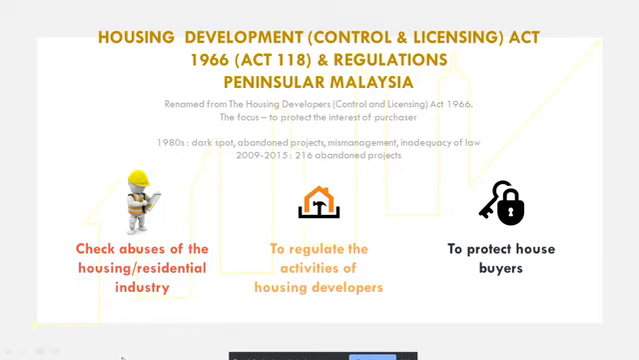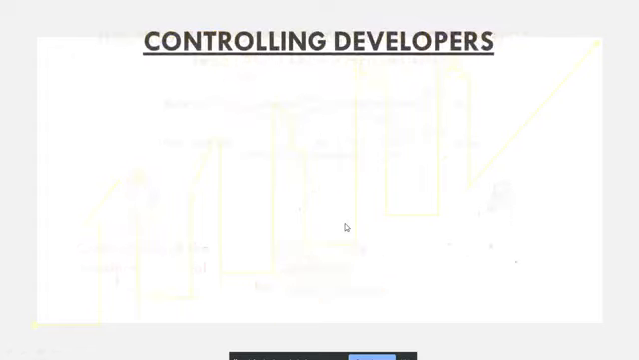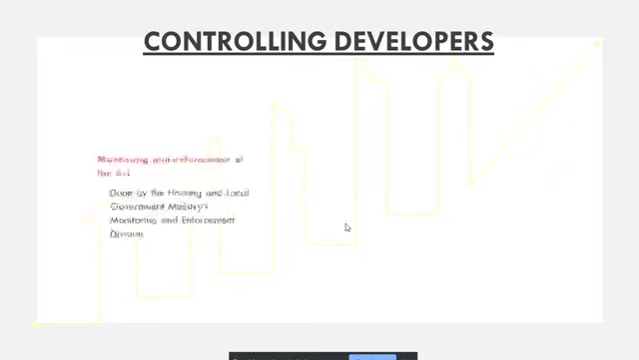So check abuse of the housing or residential industry and to regulate the activity of housing developer is more towards controlling the developer lah. So to protect the house buyer is to safeguarding the house buyer. So akta 118 ni, Housing Development Act ni adalah untuk controlling the developer dan untuk protect the house buyer. Okay, kita masuk on controlling the developer dululah.